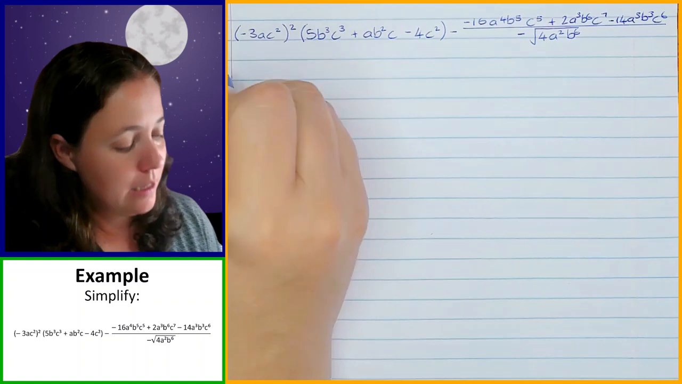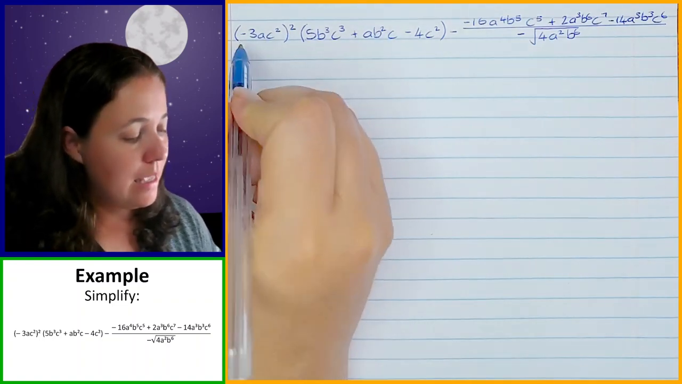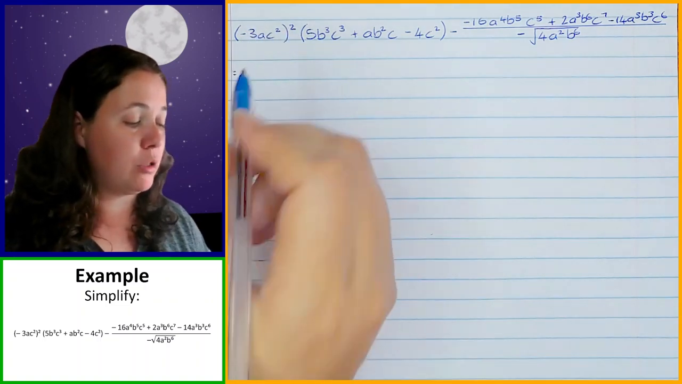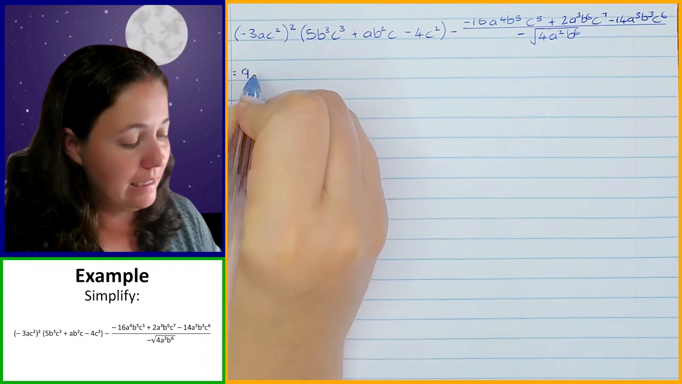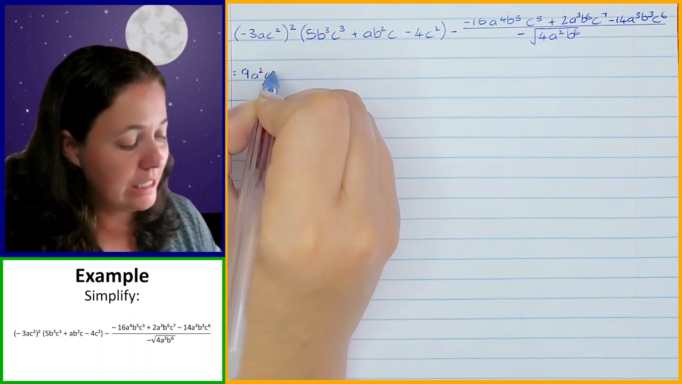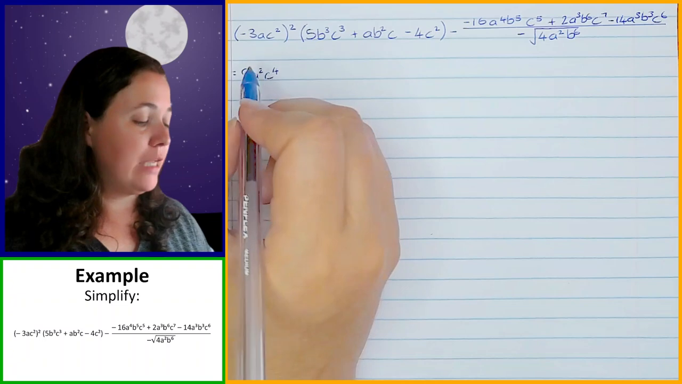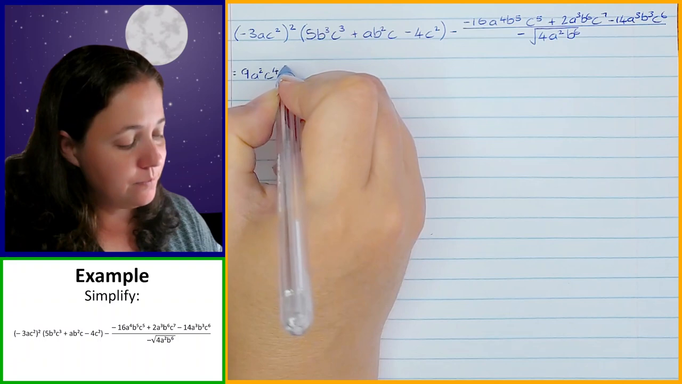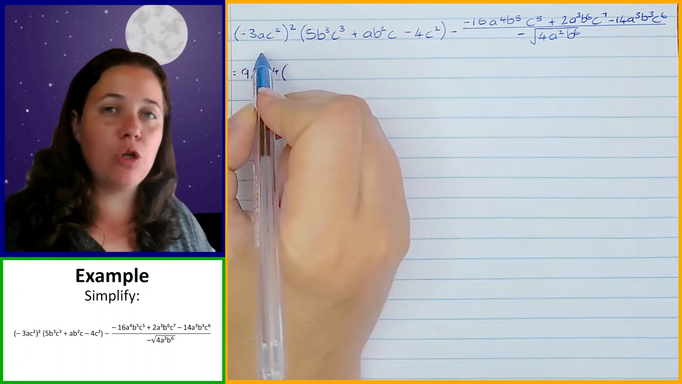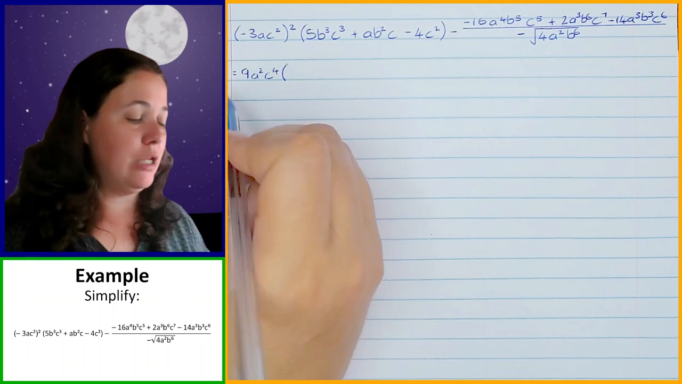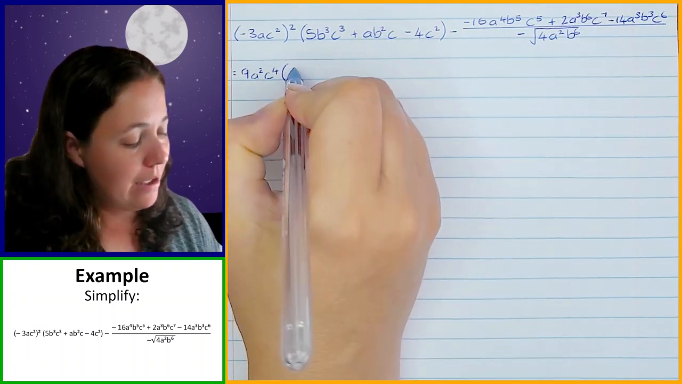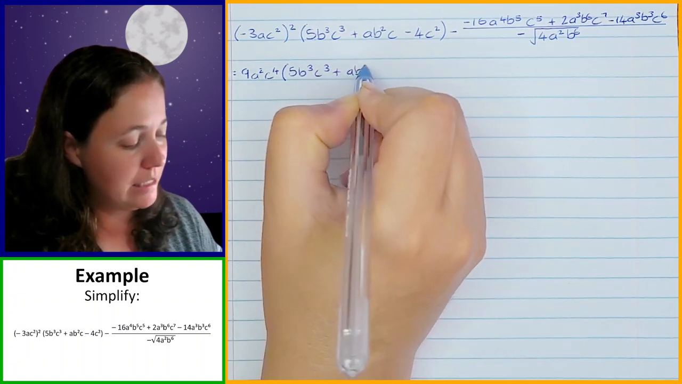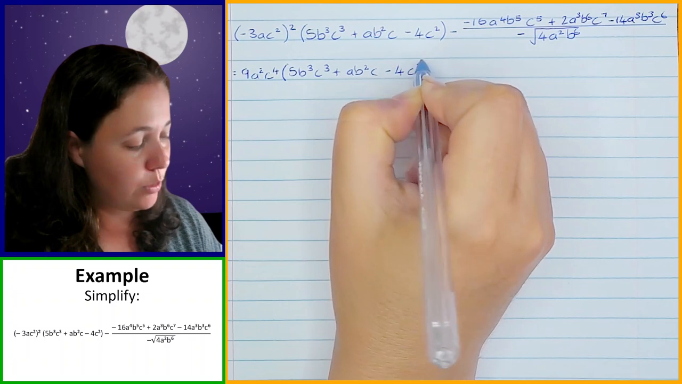So first of all, this is going to become -3ac squared, squared. If I square a negative, it becomes positive. 3 squared is 9. Then I have a squared c to the power of 4. So that's what you should get when you square that bracket over there. And then this is going to stay as it is for now. Now this you can write in brackets if you want to. You don't have to, because there's nothing else I can really do with that at the moment. Okay, so I have 5b cubed c cubed plus ab squared c minus 4c squared minus.